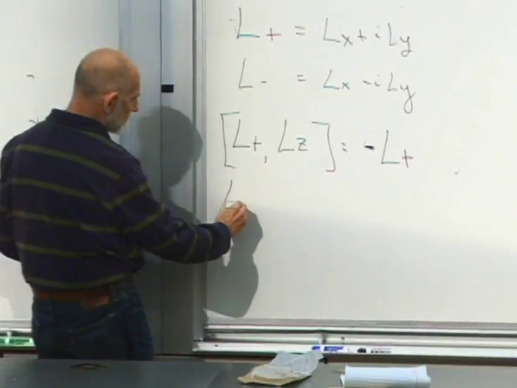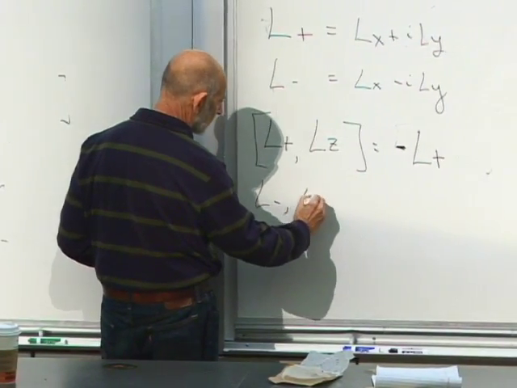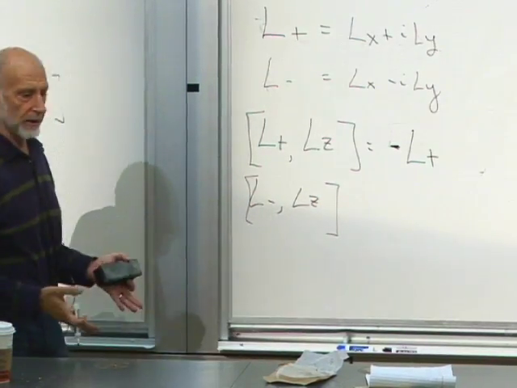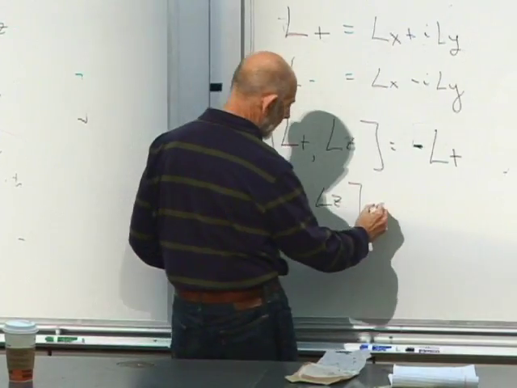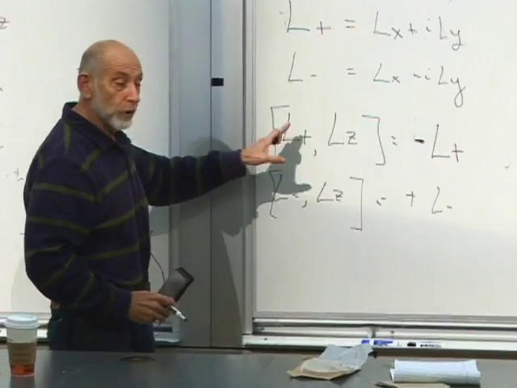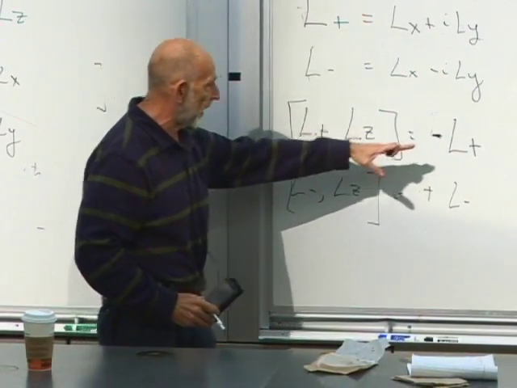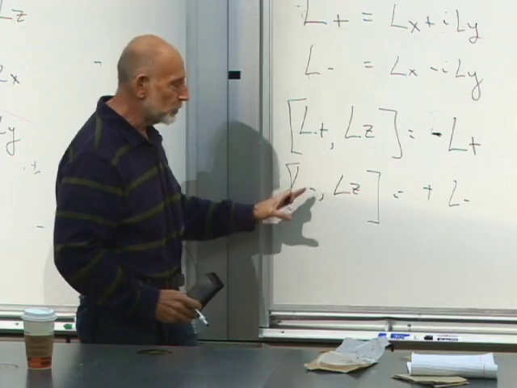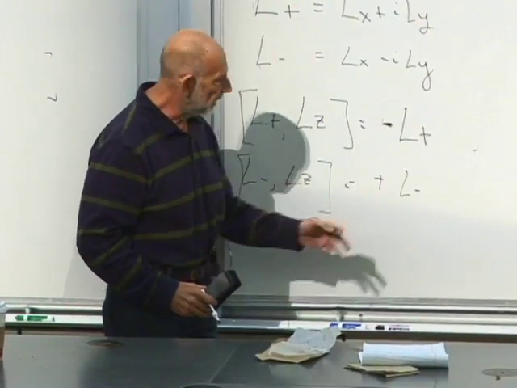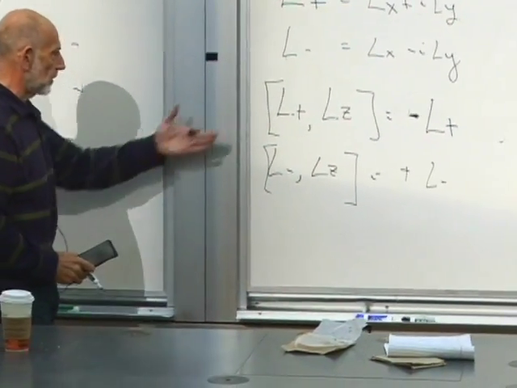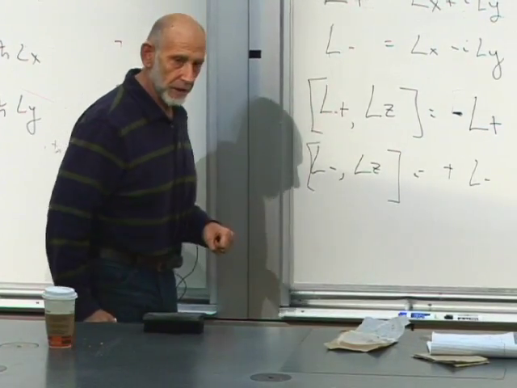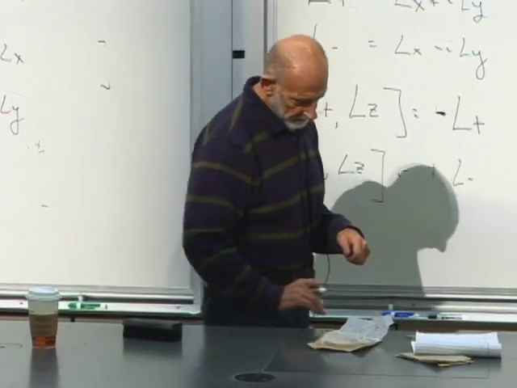What about L minus with LZ? I won't drag you through it. I'll just write down the answer. I think the answer is plus L minus. When you commute L plus with LZ, you get back L plus. When you commute L minus with LZ, you get back L minus, with a sign that depends on whether it's L plus or L minus. These are the basic commutation relations that we're going to use.